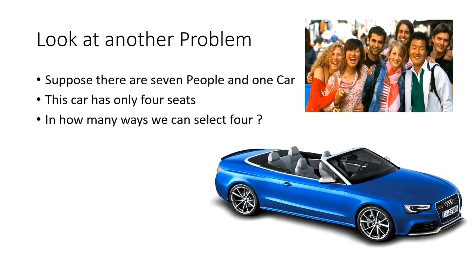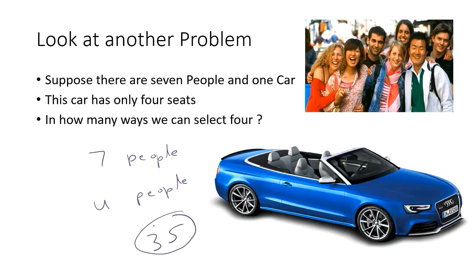Now consider this problem. There are 7 different people and there is one car which contains 4 seats. Now the question here is, we have to select 4 people from 7. So there are 7 people and we have to select 4 people. So in how many ways can we select 4 from 7? That is the question. And the answer is going to be 35.